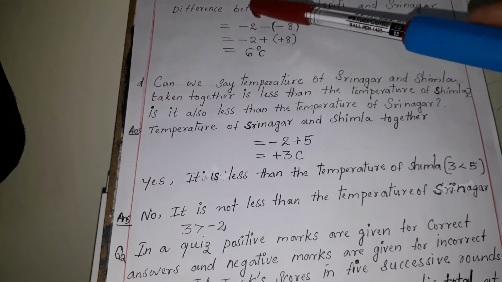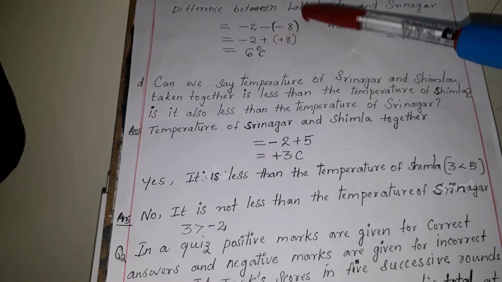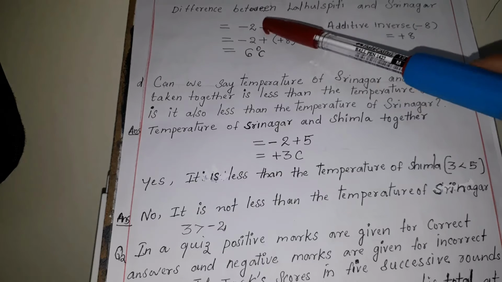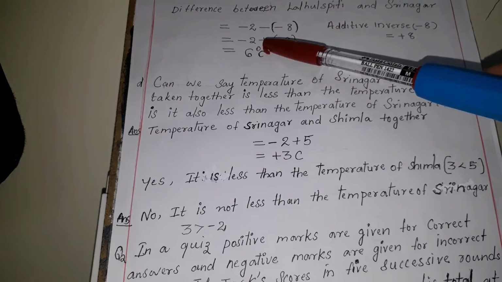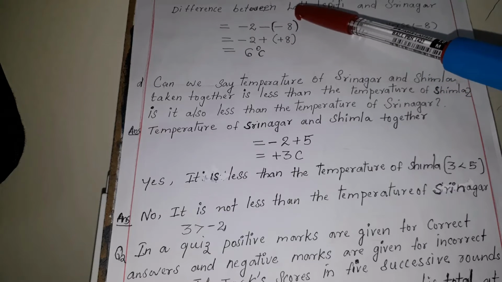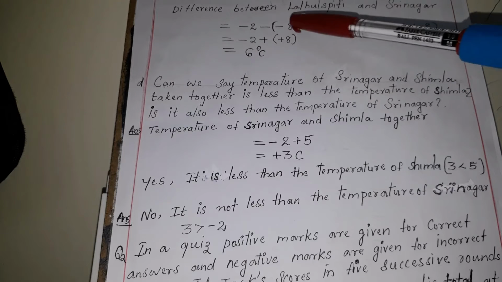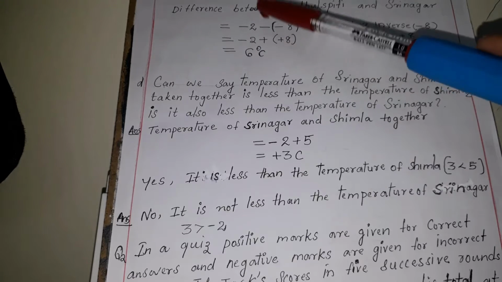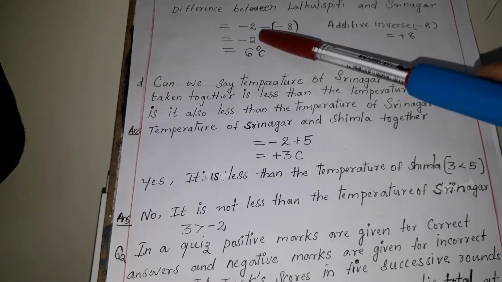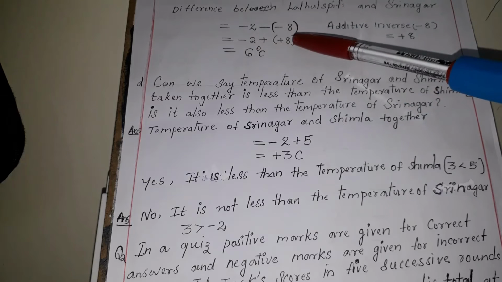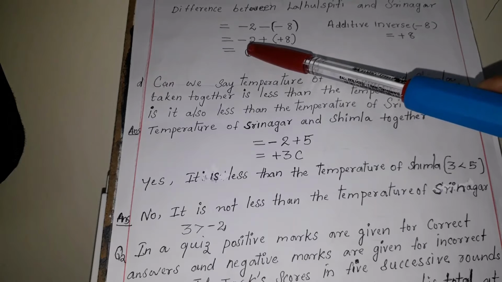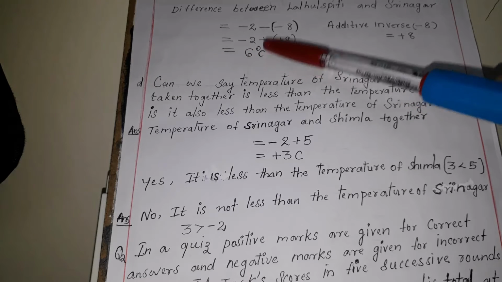You have to subtract: minus 2 minus of minus 8. Okay, so we can write minus 2. What is the sign here? Minus, so we have to write it as plus, and additive inverse of minus 8. What is the additive inverse of minus 8? It is positive 8. Okay, so minus 2 plus 8. You should subtract. One is minus, the other one is plus. So you should subtract and put the bigger sign. So we have to write it as 6 degrees Celsius.